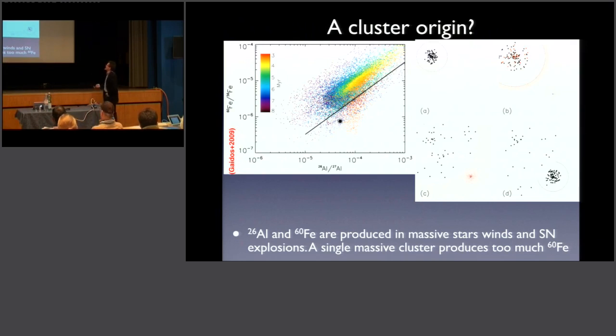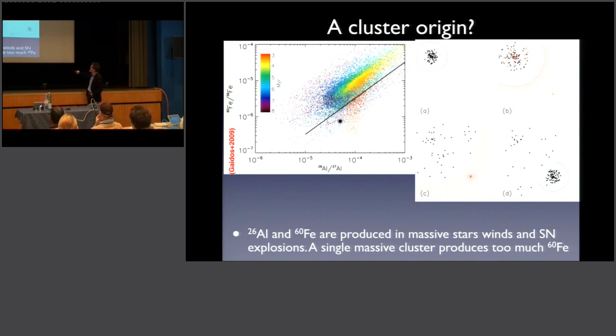So one of the models that was discussed quite a bit in the literature is that you have a cluster that is forming that contains massive stars. This cluster evolves. Some of these stars become Wolf-Rayet and start to pollute the molecular cloud around the region where the cluster is with aluminum-26, and aluminum-26 and iron-60 if you have a supernova that explodes.